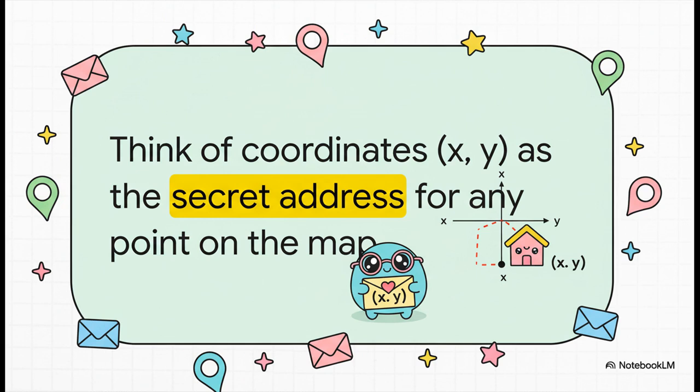Okay, so how do we actually use this map? With something called coordinates. A coordinate pair looks like this, (x, y). You should think of it as a secret address for any point you can possibly imagine. The first number, x, tells you how many steps to take left or right. The second number, y, tells you how many steps to take up or down. That's all there is to it.